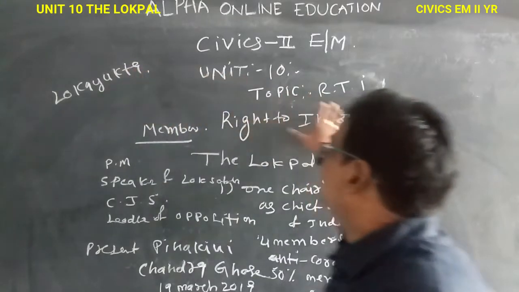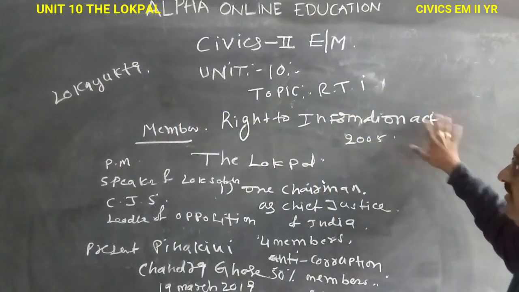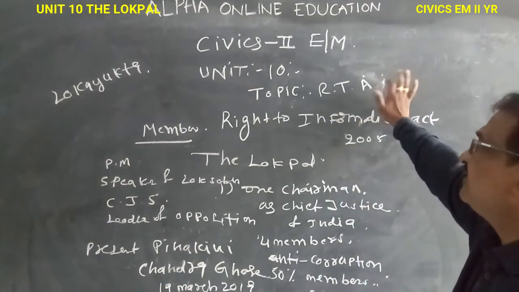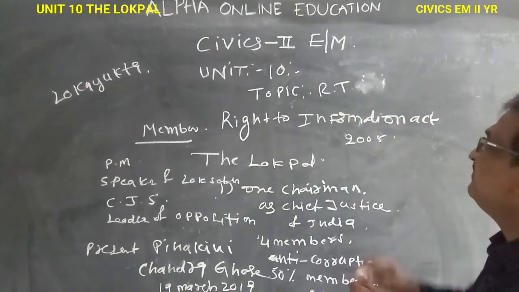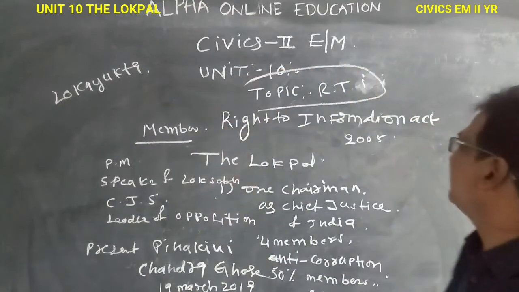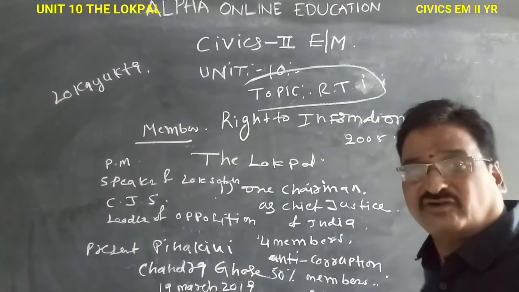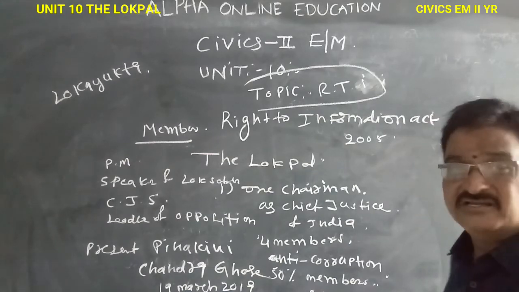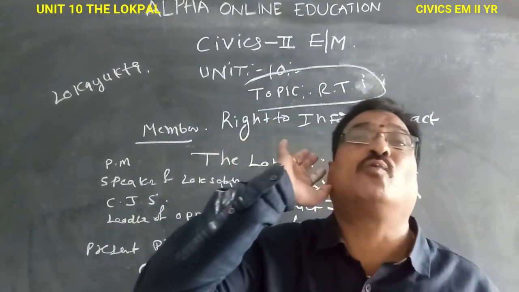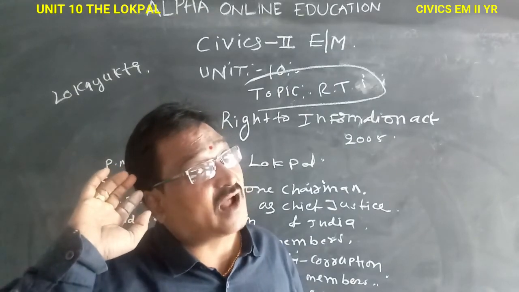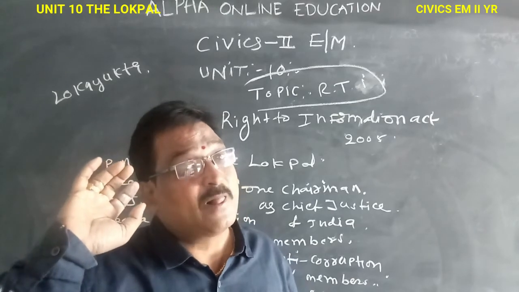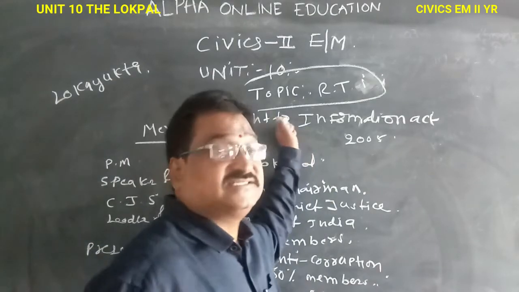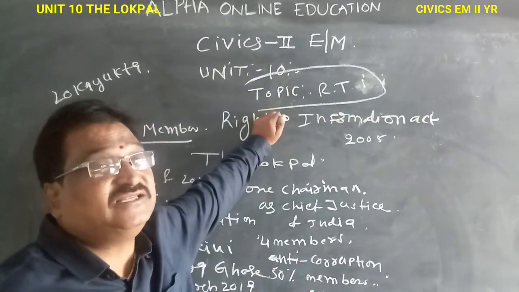So here, the Right to Information Act, RTI. In Telugu we call it Samachara Hakku Chattamu. The Right to Information Act, 2005. At that time, Manmohan Singh introduced this Right to Information Act. So if you want any information about a department, you go and consult the responsible person, and he gives information to you. A very wonderful act. Mr. Manmohan Singh was the Prime Minister of India in 2005.